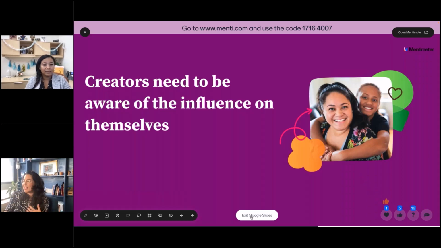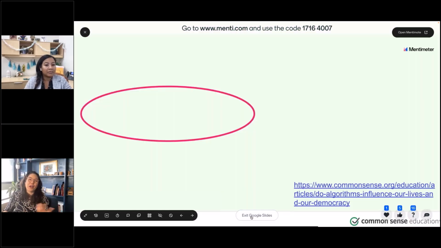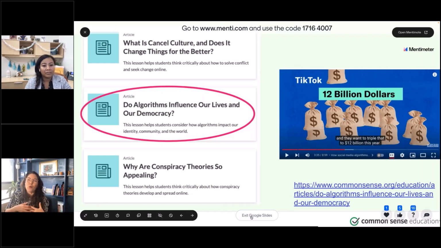And so when it comes to things like the bias that comes with different algorithms specifically, or the culture that we live in, I threw in these three here. These are all part of our news and media literacy lessons. One here is about why conspiracy theories are so appealing, why people latch on to them. But the one I wanted to focus on right now is about algorithms.